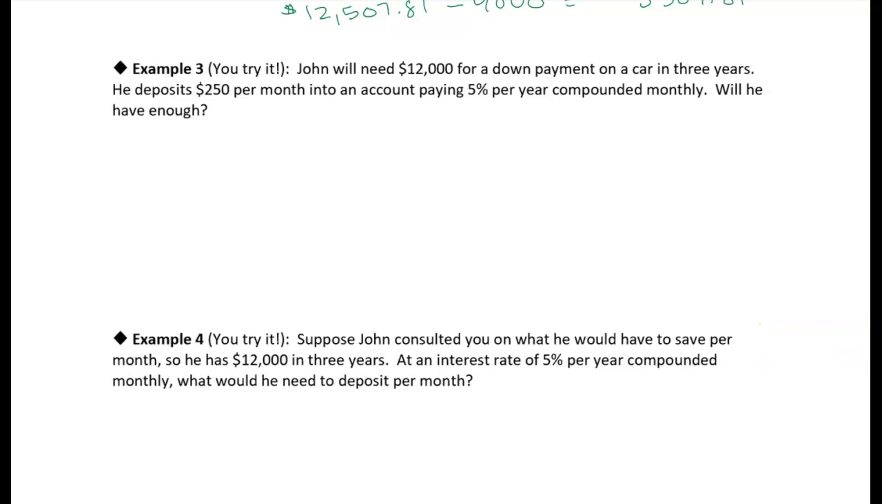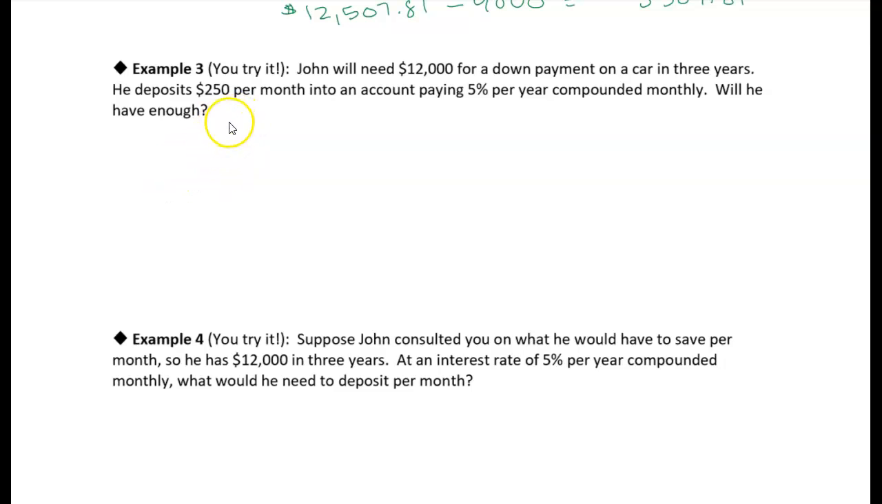In this example, John needs $12,000 for a down payment on a car in 3 years. He deposits $250 a month into an account paying 5% per year, compounded monthly. The question is, will he have enough at the end of this 3 year period?